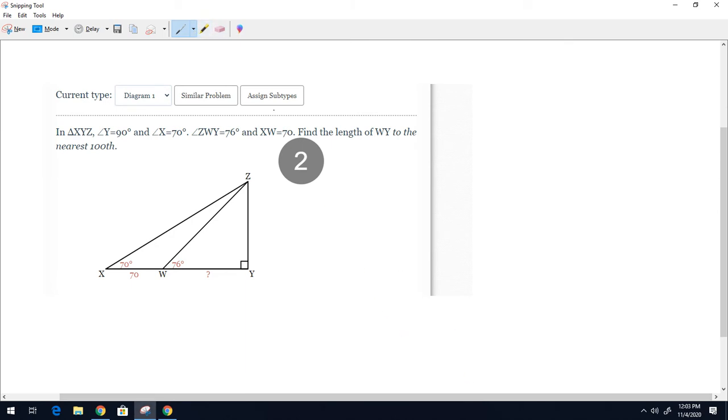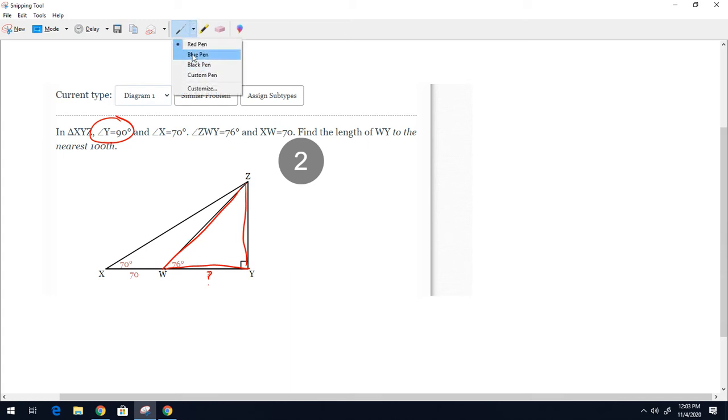Okay, so when we're doing this problem here, if we have a 90-degree angle, we have a right triangle. So this is a right triangle. WY is my unknown. We'll just leave it as the unknown. We'll call it WY in the problem. So eventually I want to use this right triangle to find WY. But the problem is I need another something in this right triangle.